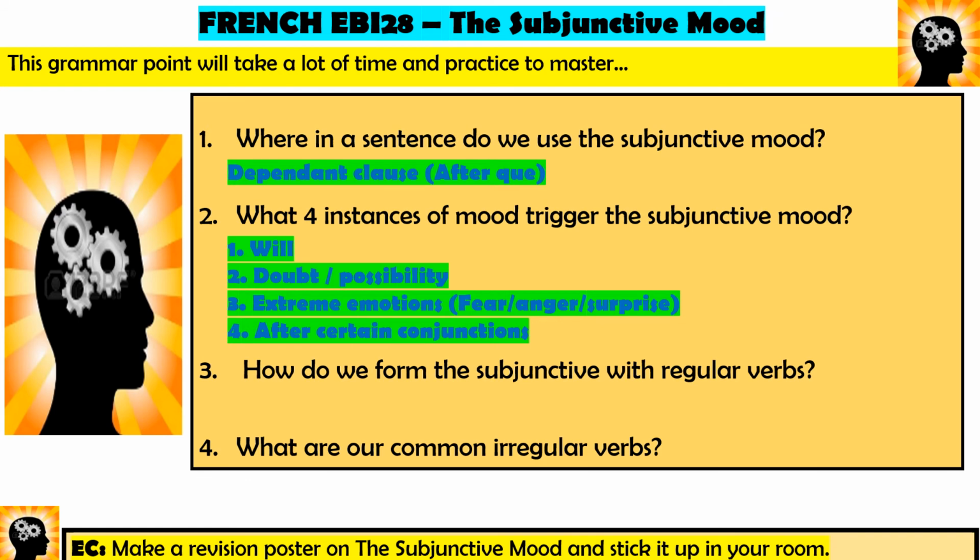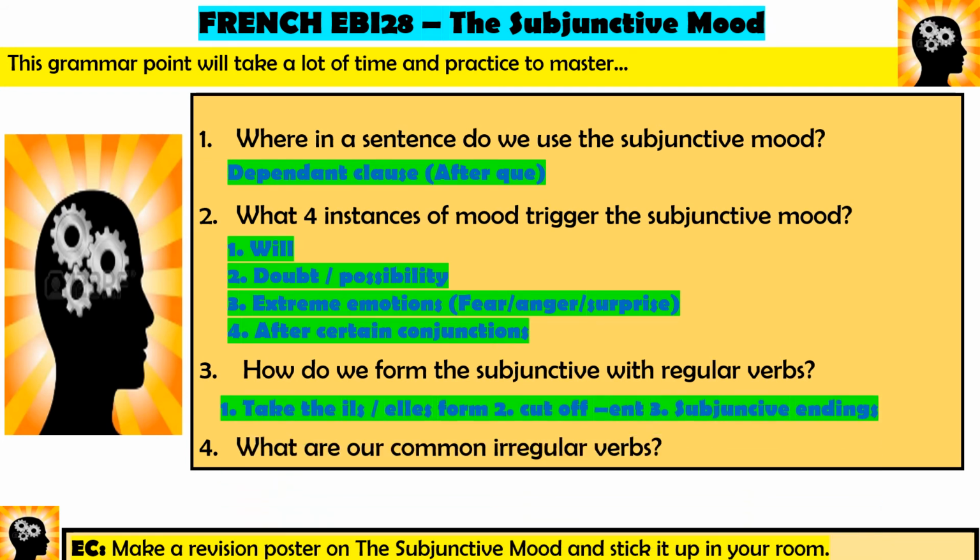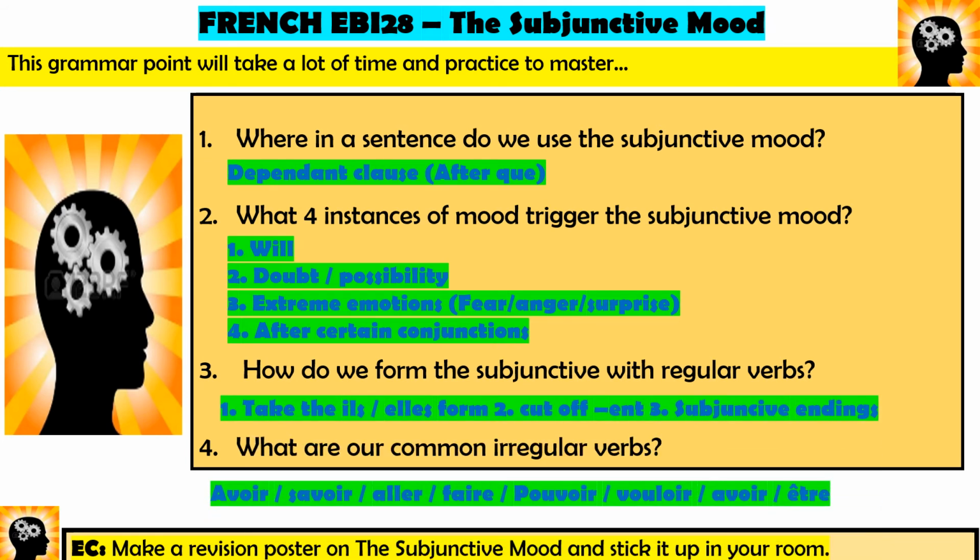How do we form it with regular verbs? You take the il, elle form in the present tense, get rid of the ent, and then add the endings e, es, e, ions, iez, ent. And then finally, the common irregulars are the ones that are always irregular. You've got to learn them. You've got to know how they change.